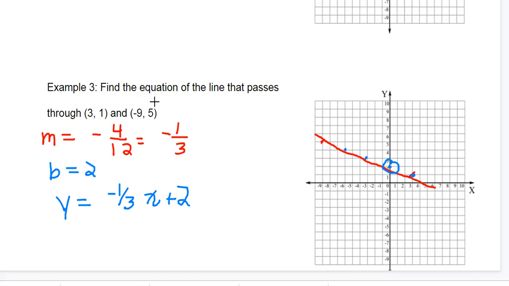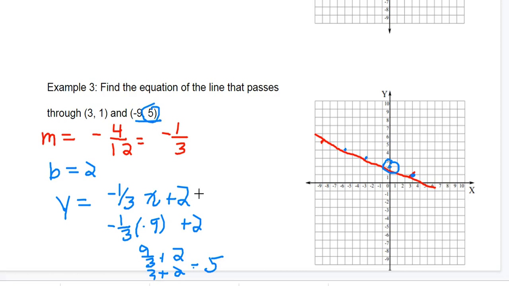If I went ahead and substituted in here, I'm going to grab this point right here. So if I went -1/3 times -9 plus 2, that's going to give me a positive 9 over 3 plus 2, which is going to give me 3 plus 2, which equals 5. That's good because that's our y coordinate right there, as it should be. Okay, so there you go.